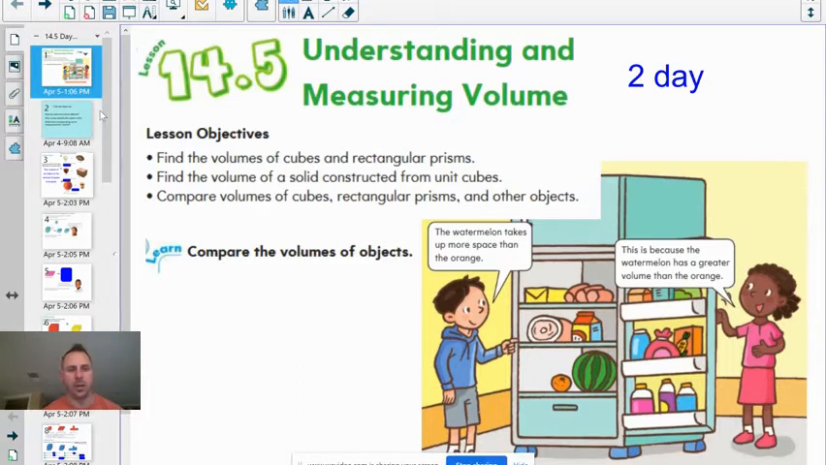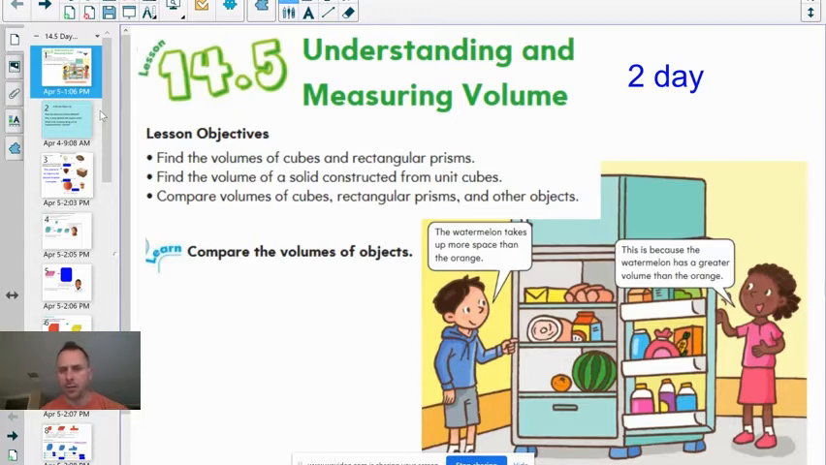So in this slide, it's kind of going over the objectives, finding volumes of cubes, rectangular prisms, which we've done, finding the volume of a solid constructed figure from unit cubes, which is really visual. You guys should have a good time with that. And then comparing volumes of cubes, rectangular prisms, and other objects. So let's look at a few objects and let's try to determine which one has a greater volume.